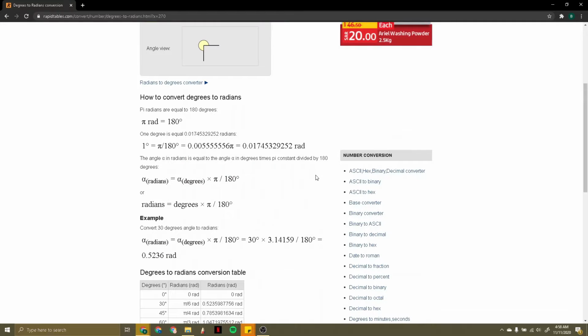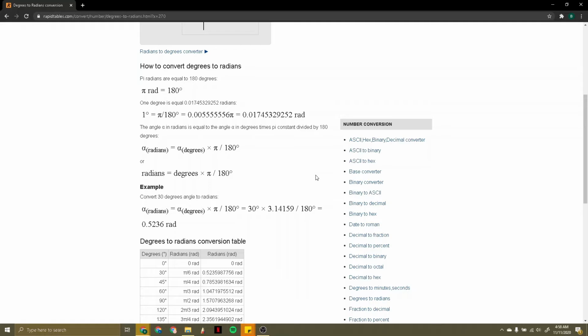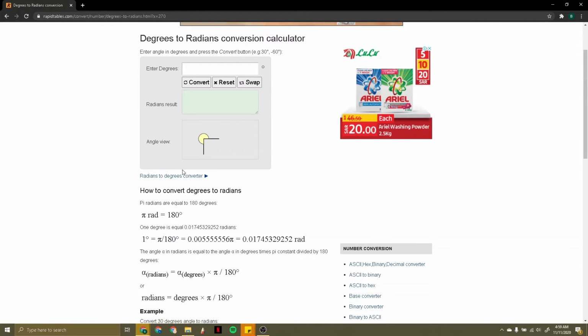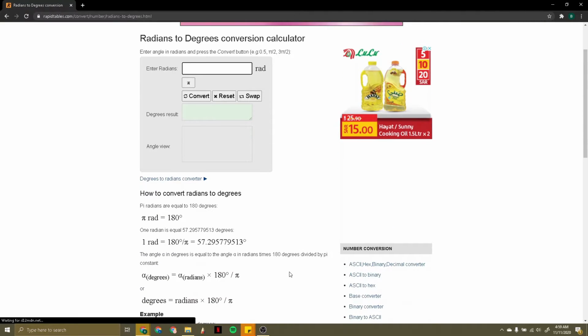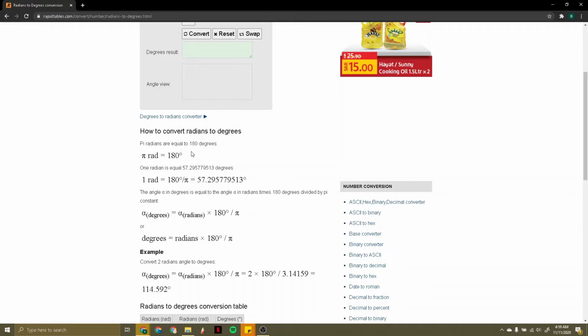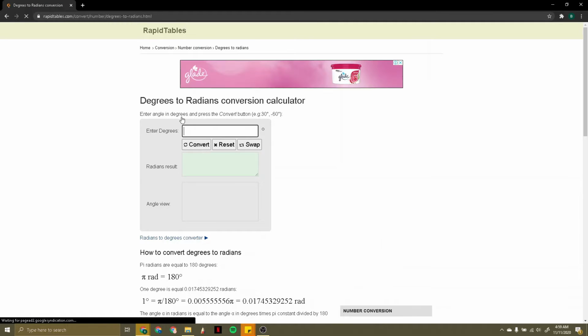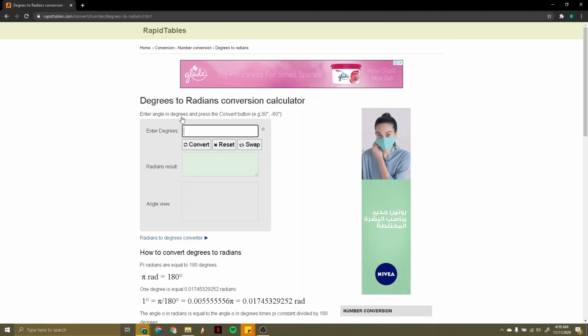And also, there's a guide here which you can use to solve it manually if you want, like how to convert degrees to radians. And as you can see, there's no radians to degrees. Well, don't worry, it's here. Just click this link and then it will show you how to convert radians to degrees. If you click it again, it will put you back to degrees to radians.